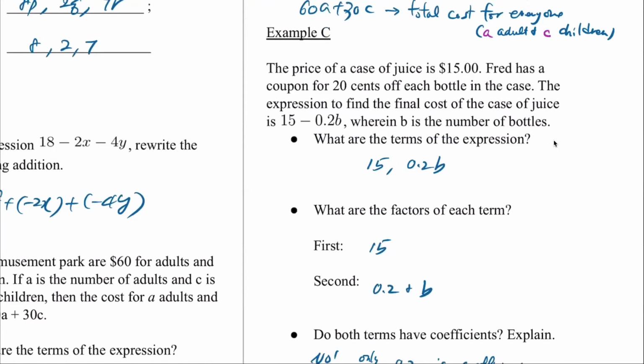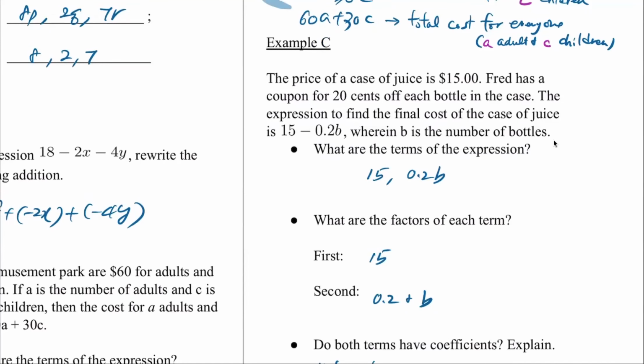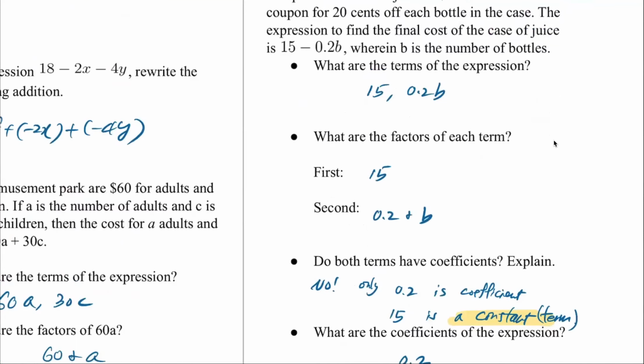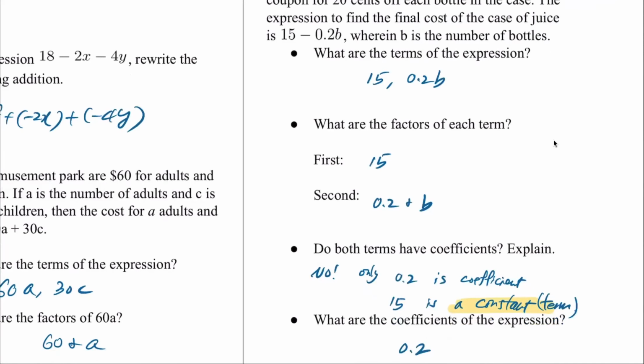Do they both have coefficients? Answer should be, as we talked about in class, no. Because 0.2 is a coefficient, and 15 is not a coefficient because it's not in front of a variable. A number by itself is called a constant term. You could say constant, or you could say constant term. Hence, I wrote the term parenthetically.